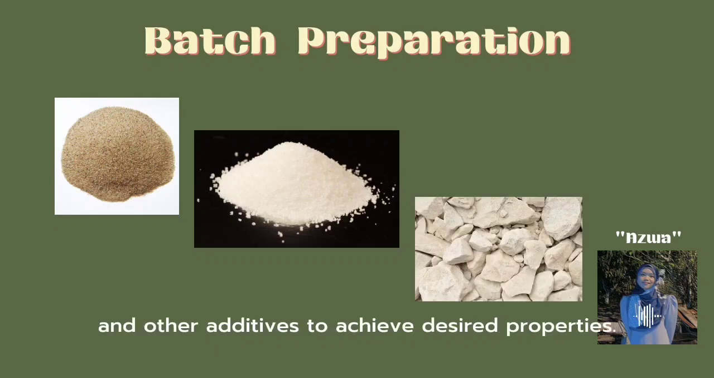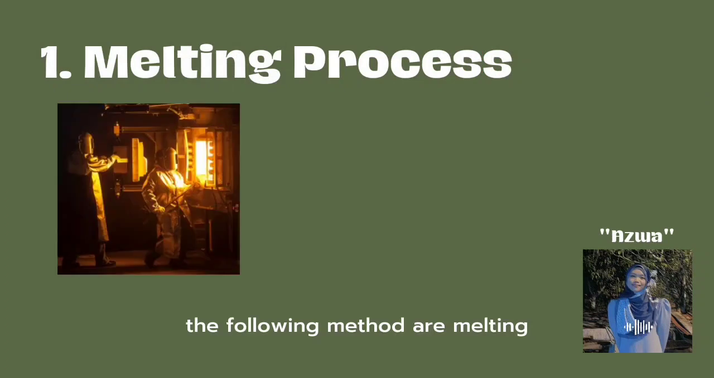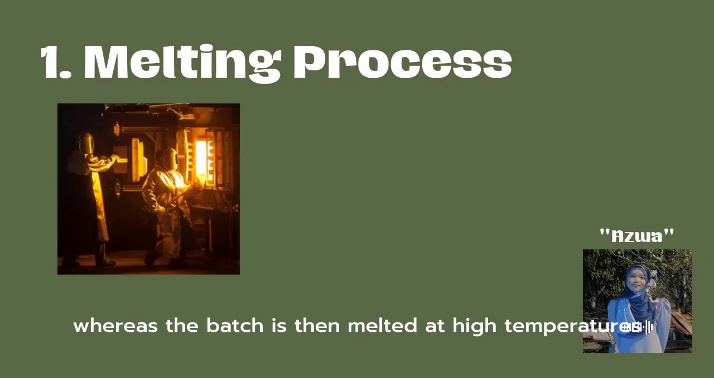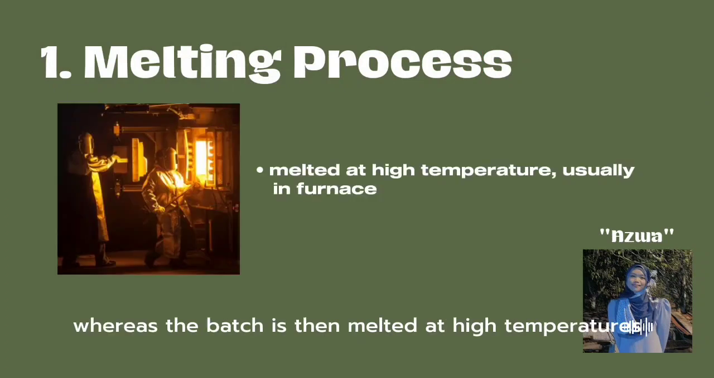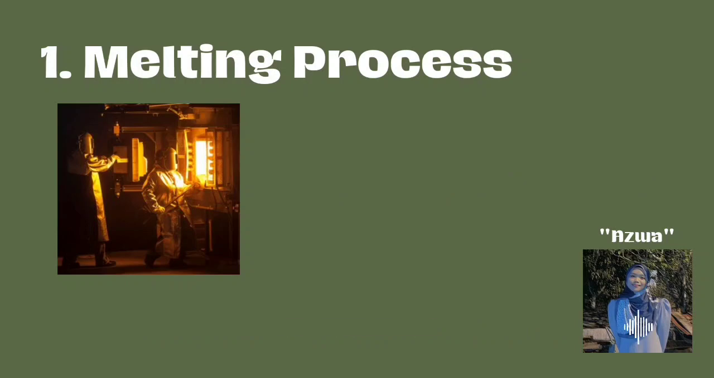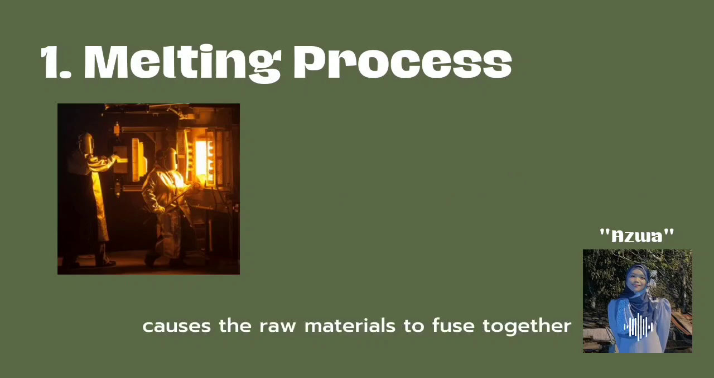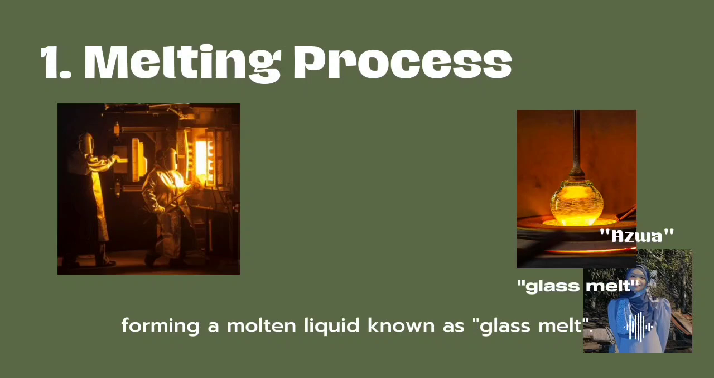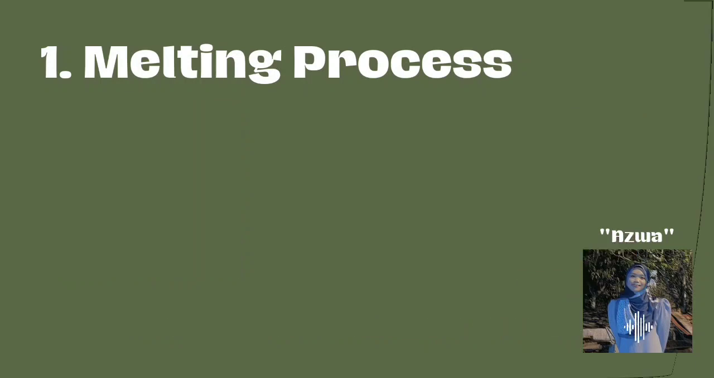achieve desired properties. The following method is melting, where the batch is then melted at high temperatures, usually in a furnace. The furnace may be fueled by natural gas, oil, or electricity. The intense heat causes the raw materials to fuse together, forming a molten liquid known as glass melt.